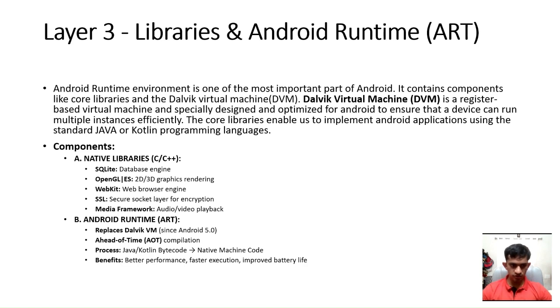The third layer consists of native libraries and Android runtime. The native libraries written in C or C++ handle tasks like graphics rendering and database operations, while Android runtime ensures the app runs effectively. The native libraries include SQLite, OpenGL for 3D and 2D graphics, WebKit for web browser engine, SSL for secure socket layer, and Media Framework for audio video playback.